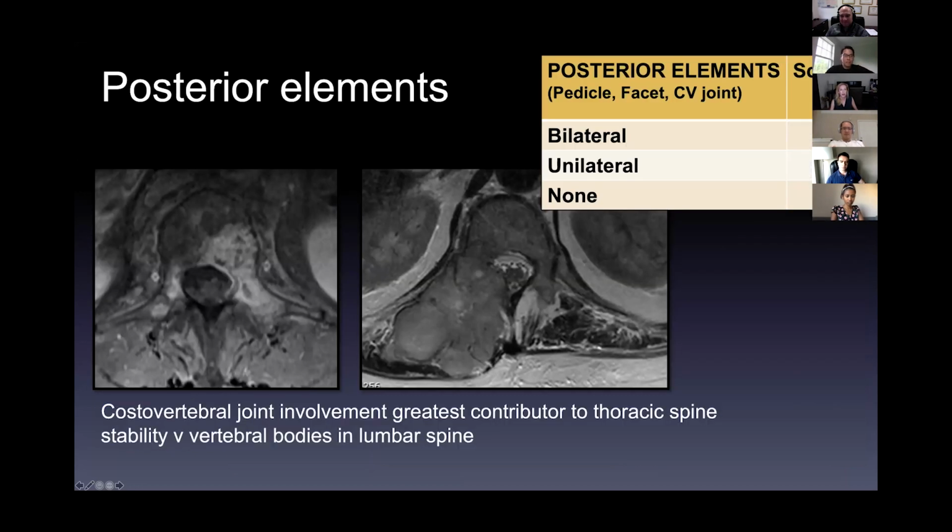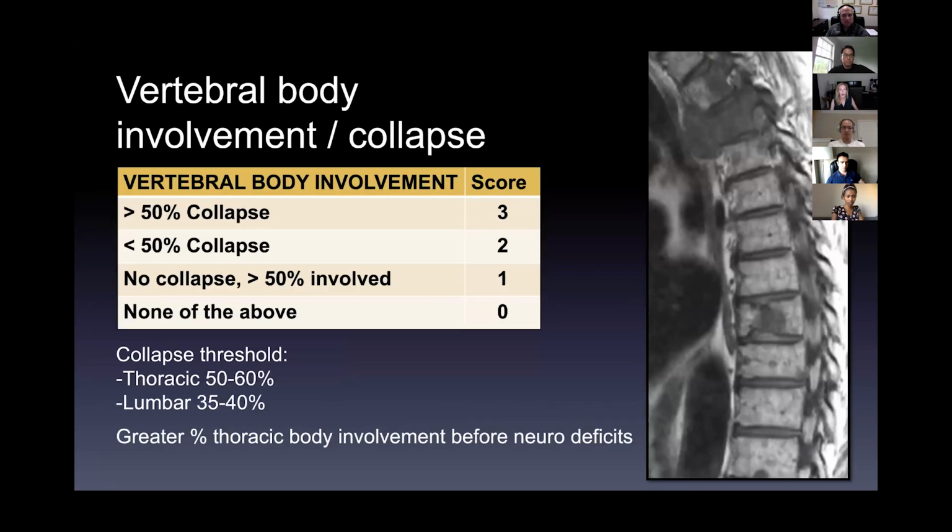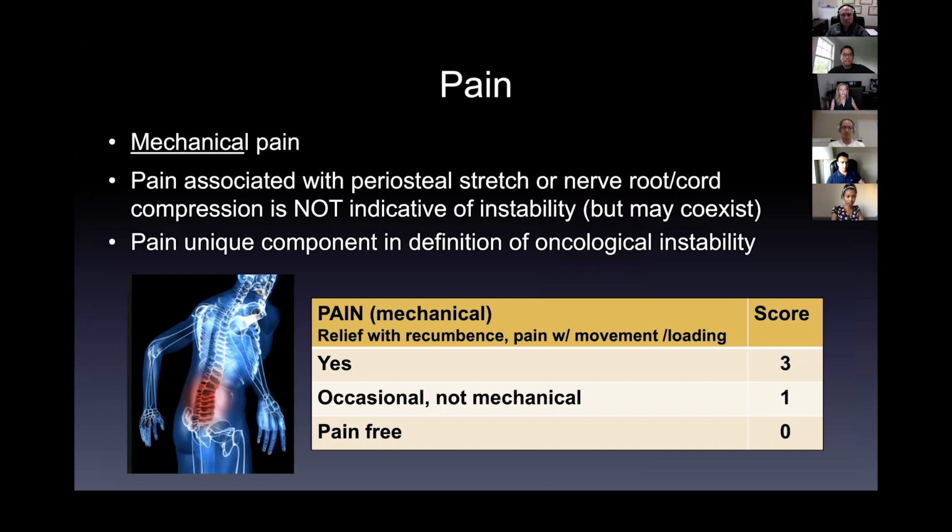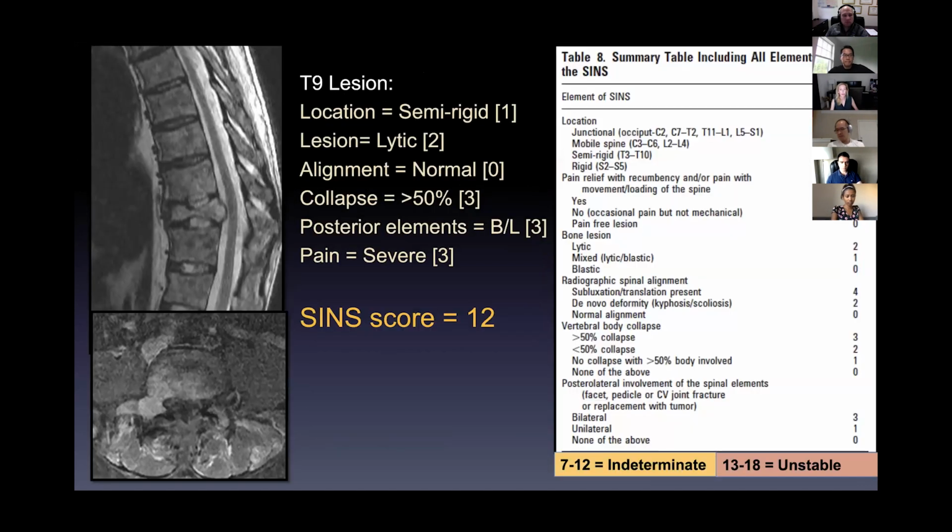Posterior element involvement, important for the pedicles and lumbar spine, the costovertebral joints in the thoracic spine, which are actually those stabilizers that give you extra stability when the body starts to collapse. How much of the body is involved? Mechanical back pain, which we already talked about. So this is how we go through this SIN score to give people the score.